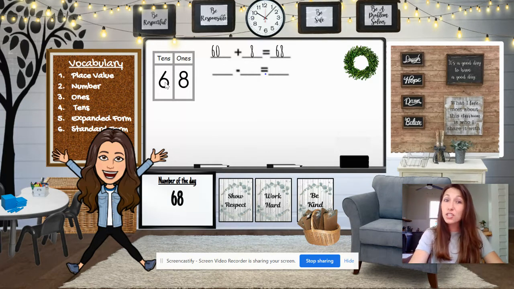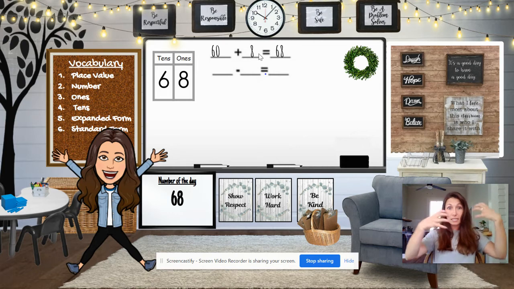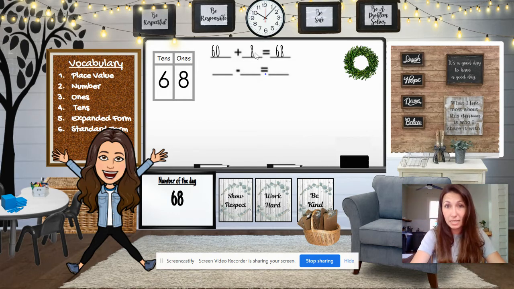So 6 actually means 60. Then you have 8 ones, you bring it over. So I took 68 and I expanded it into 60 plus 8, and it equals your whole number.